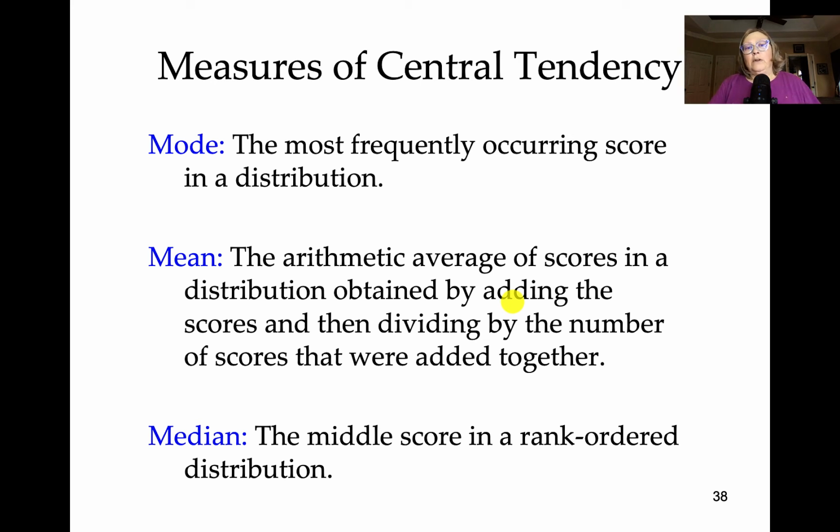Those are the mode, so that's the most frequently occurring number. The mean, which is an arithmetic average, so you add up all the scores, and then you divide by the number of scores. Or the median, which is if you put them all in order, the median is what happens exactly in the middle.